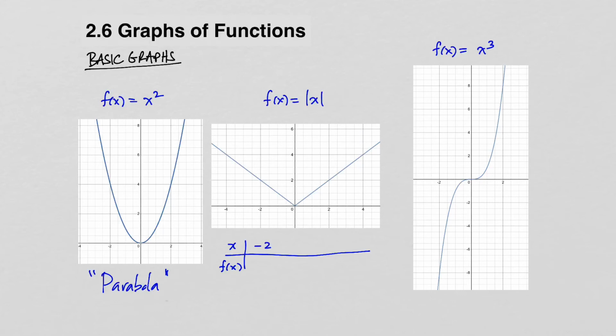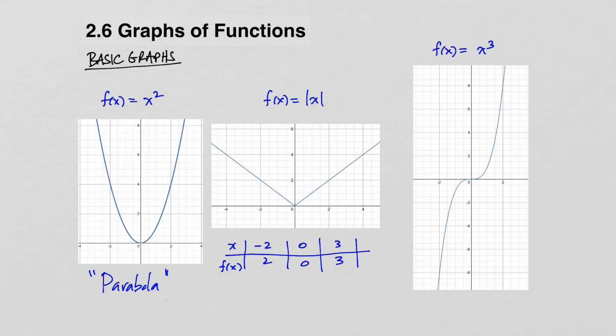And so if I pick x equals -2, 0, and 3, for example, we're just going to take these values of x and plug them into the function. So when you put -2 in here, you get the absolute value of -2, which is +2. When you plug 0 in here, you get the absolute value of 0, which is 0. And when you plug 3 in here, you get the absolute value of 3, which is 3.